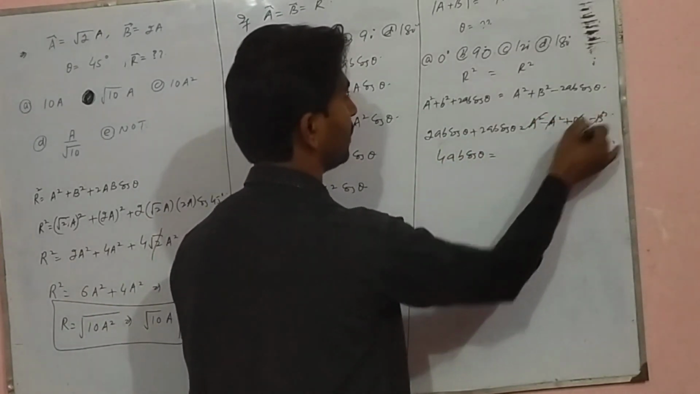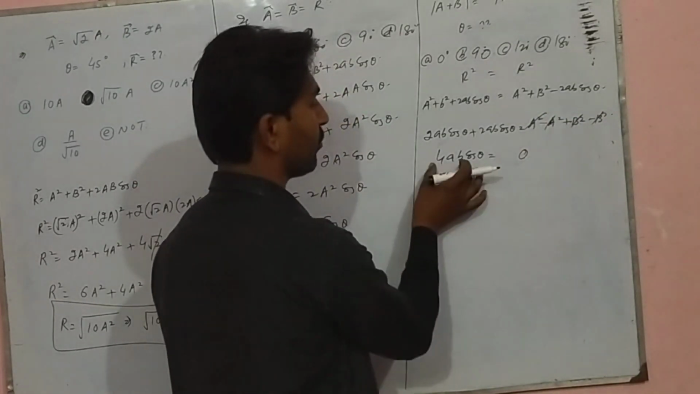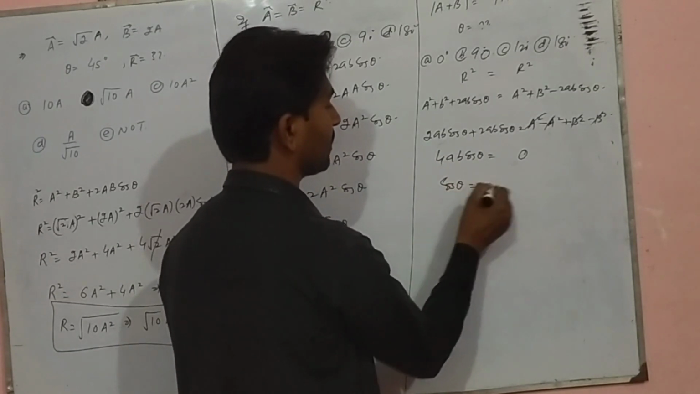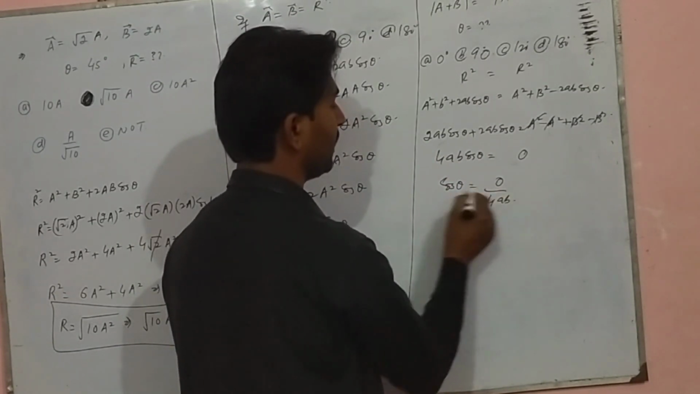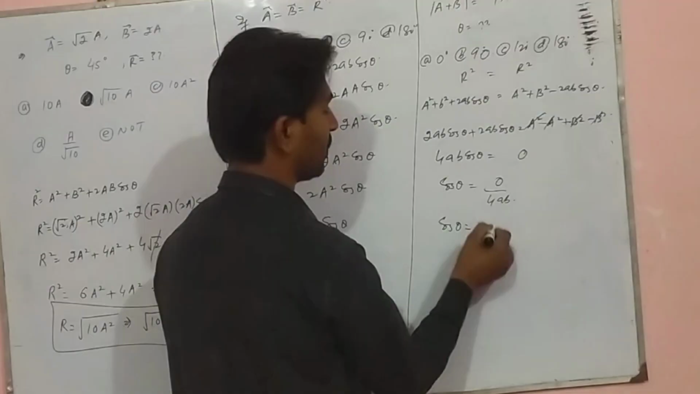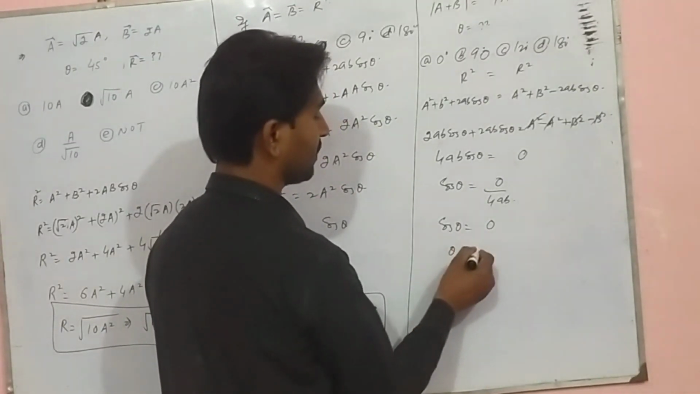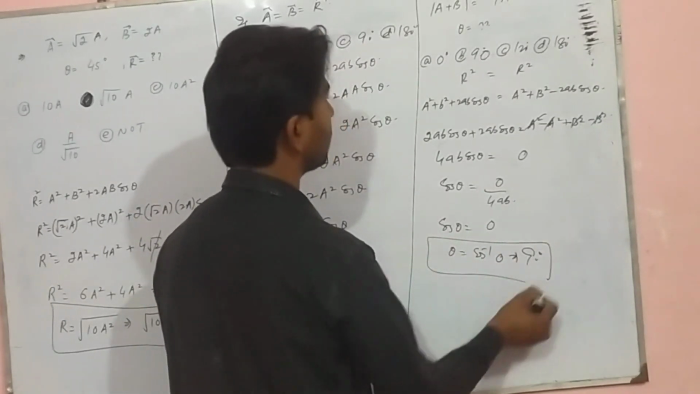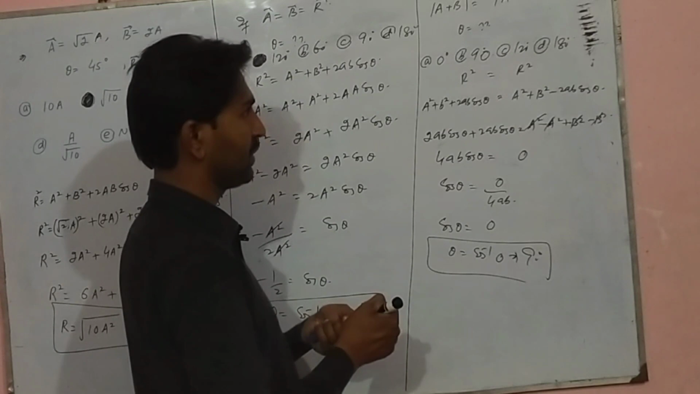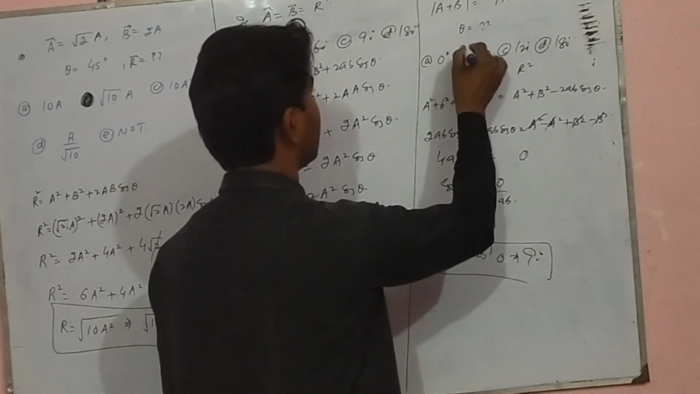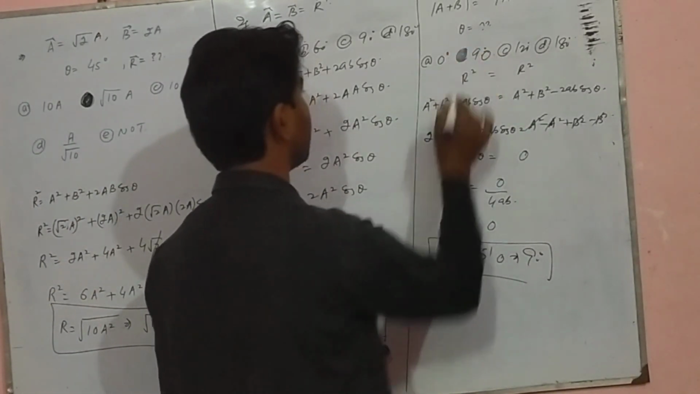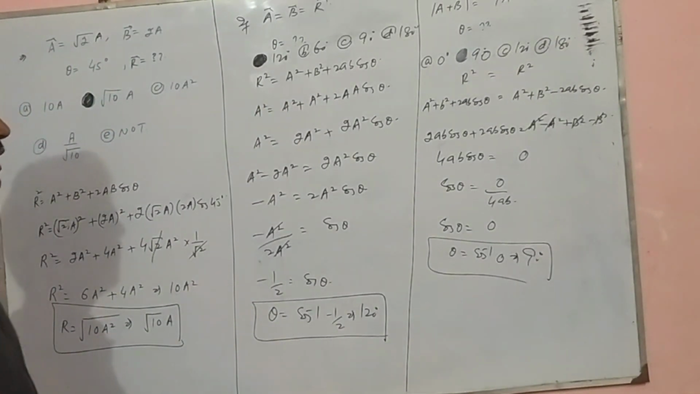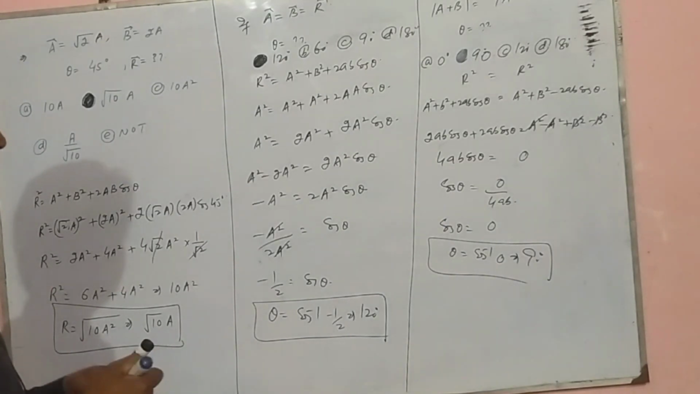This will be equal to 4ab cos theta equals 0. So 4ab multiplying with cos theta, here they will divide. Cos theta equals 0 over 4ab, so cos theta will be equal to 0. So theta is equal to cos inverse 0, and this equals 90. So the mod of a plus b equals the mod of a minus b whenever the angle between them is 90 degree. Okay, so this is the cosine law.